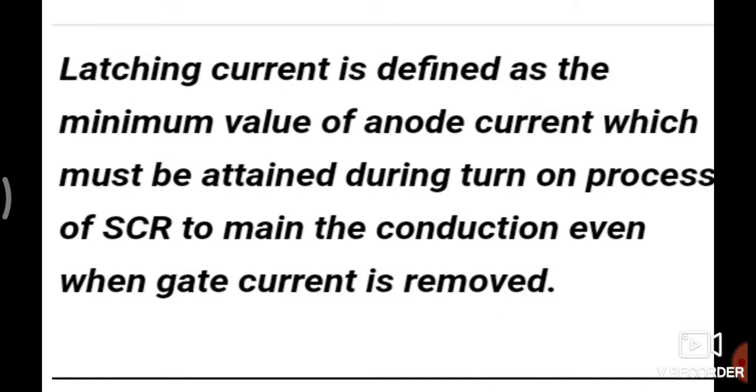Next, let's see the definition of the latching current. Latching current is defined as the minimum value of anode current which must be attained during the turn on process of the SCR to maintain the conduction even when gate current is removed.